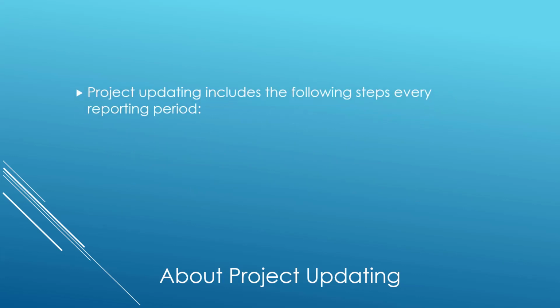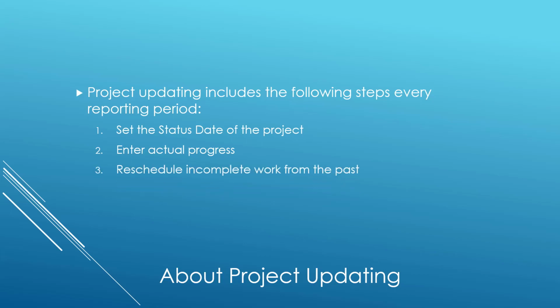So the project updating process includes the following steps that you'll need to complete every reporting period. First, set the status date of the project. Then, manually enter the actual progress reported to you by your project team members. Third, you'll need to reschedule incomplete work from the past into the current reporting period.